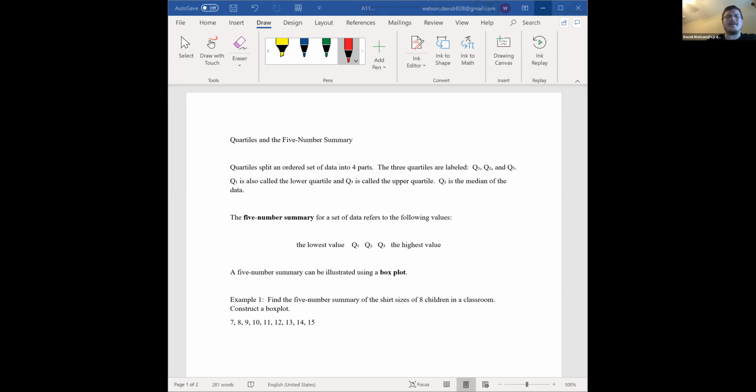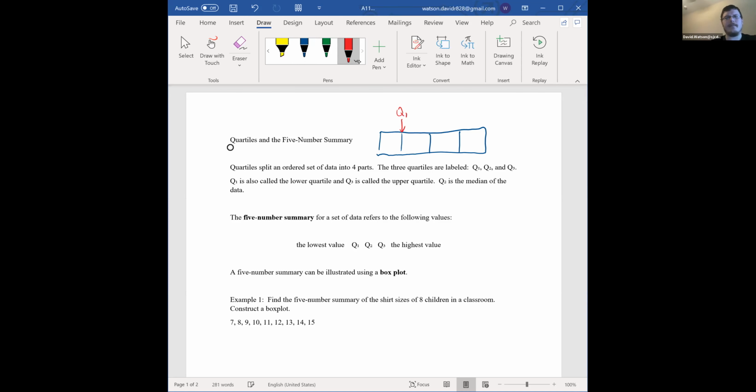All right. So today we're going to be talking about quartiles and the 5-number summary. So quartiles split an ordered set of data into 4 parts. The 3 quartiles are labeled Q1, Q2, and Q3. So what that means is if we have a set of data, we're splitting it into 4 even sections. All right. Now, the places where it gets split, those are the quartiles.